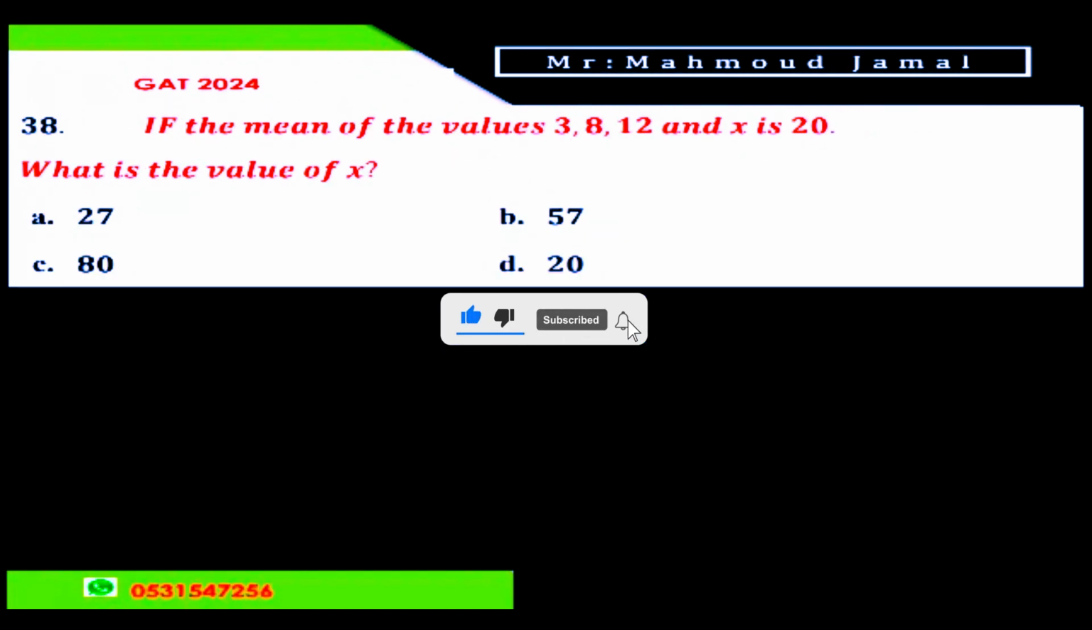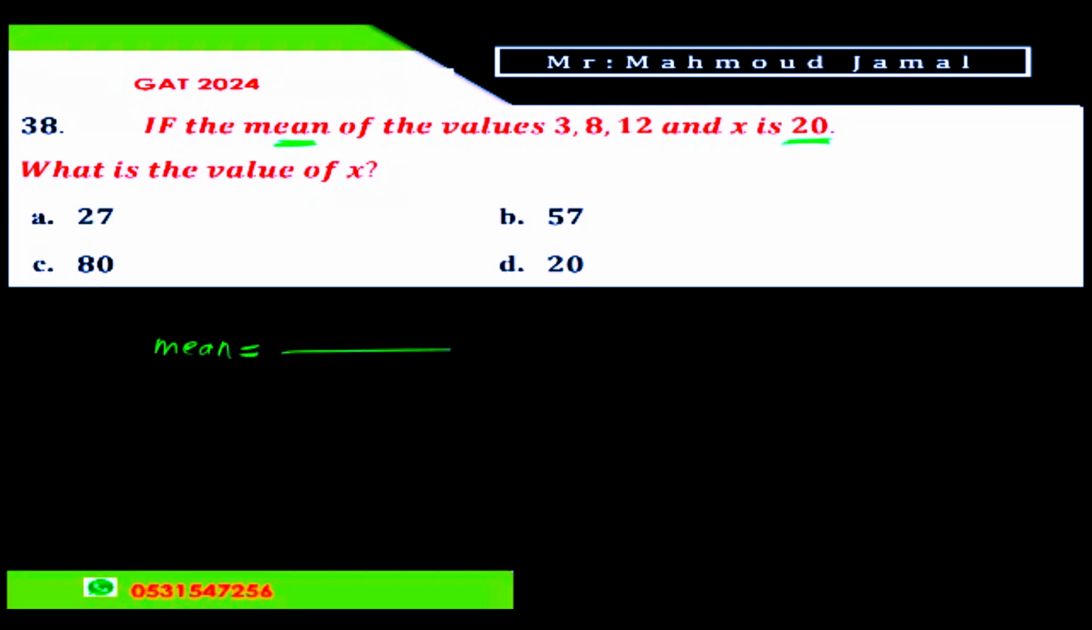If the mean of the values 3, 8, 12 and x is 20, what is the value of x? He tells me that the mean is 20. That means, what is the mean? The mean, or the average, equals the sum of numbers over the number of values. That means we add 3 plus 8 plus 12 plus x, over how many values do we have? We have 4, so divided by 4. It's going to be 20.